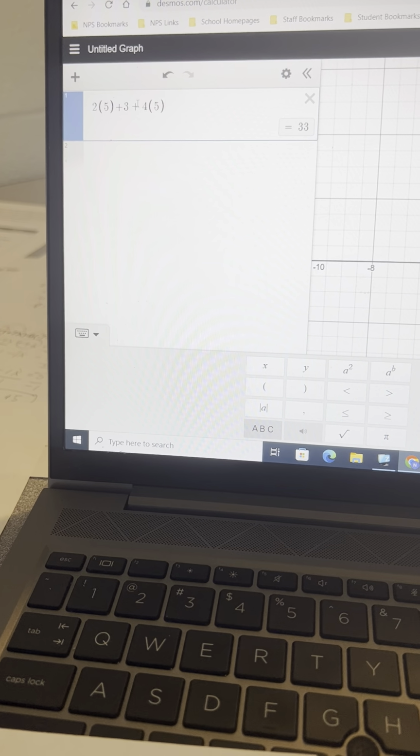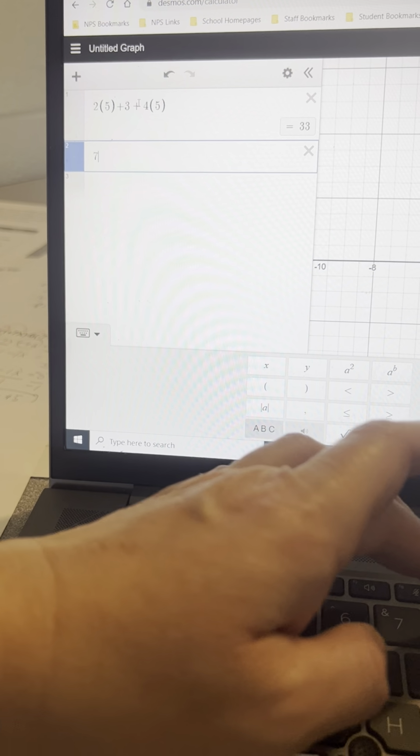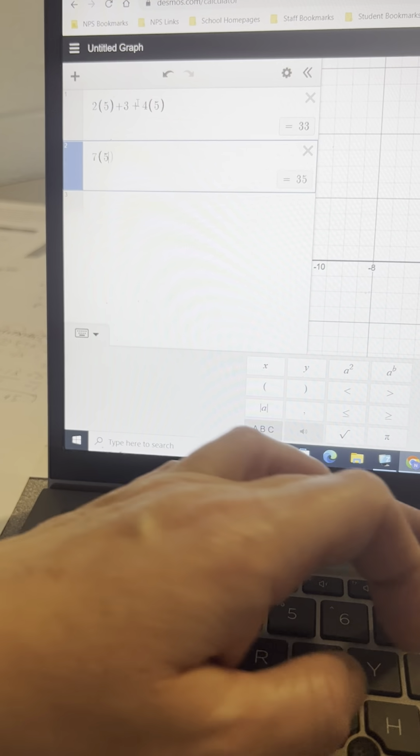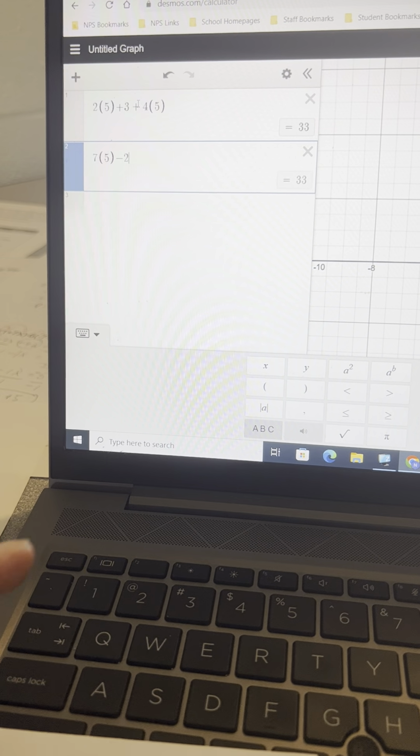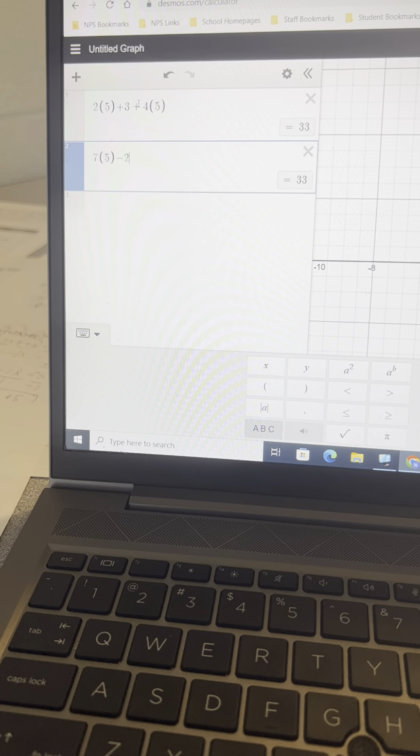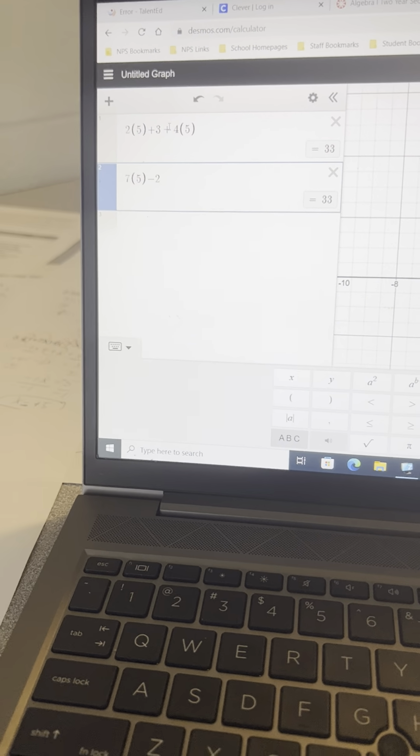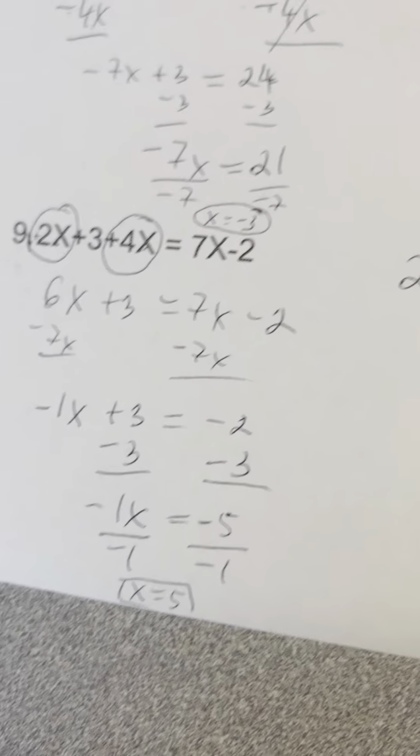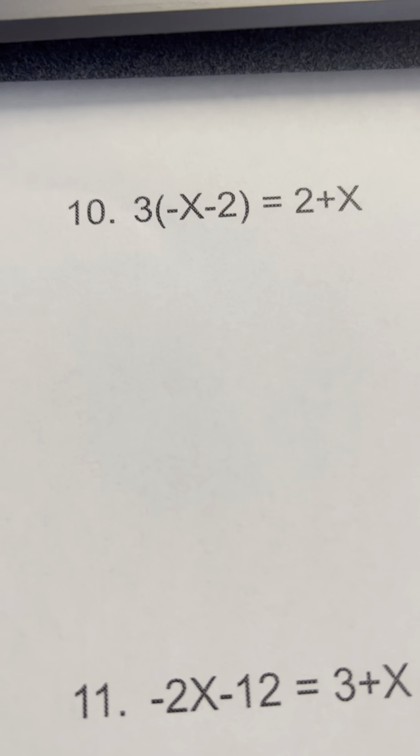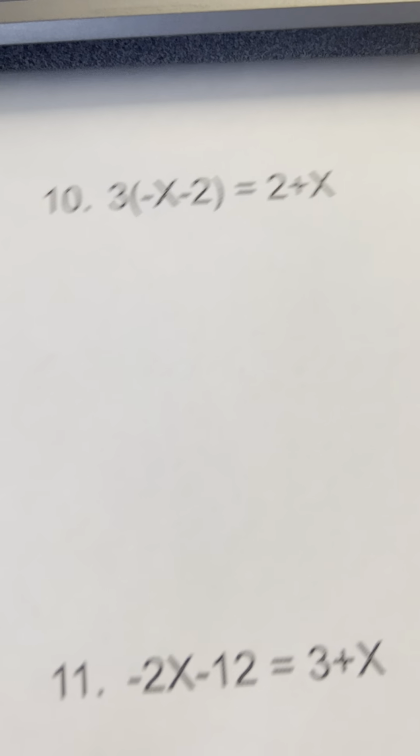Okay, we got 33. And let's do the second one real quick since we're up here already. Look at that. 33 equals 33. So we were correct. All right. So my answer is correct. So it was 5. All right, we got a couple more left. A few. Couple means 2. Few is more than 2.